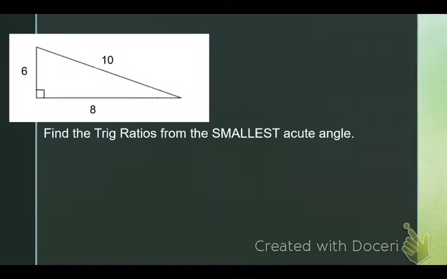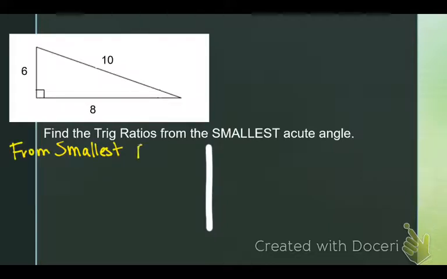So we're going to do this problem. We're going to do two things with it. So it's the first triangle you're given. I would write off to the side: you're going to find the trig ratios from the smallest acute angle, and then in a minute you're going to find it from the largest acute angle. So I would actually draw a line and say we're going to find the trig ratios from the smallest acute angle.